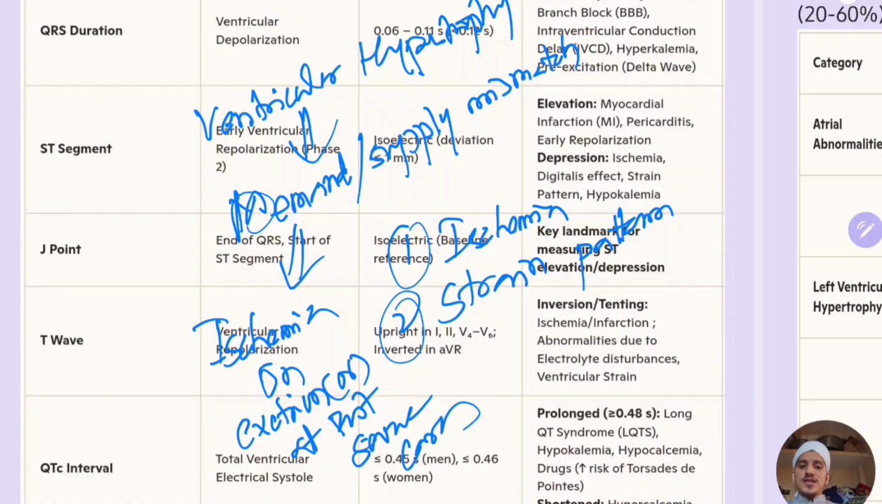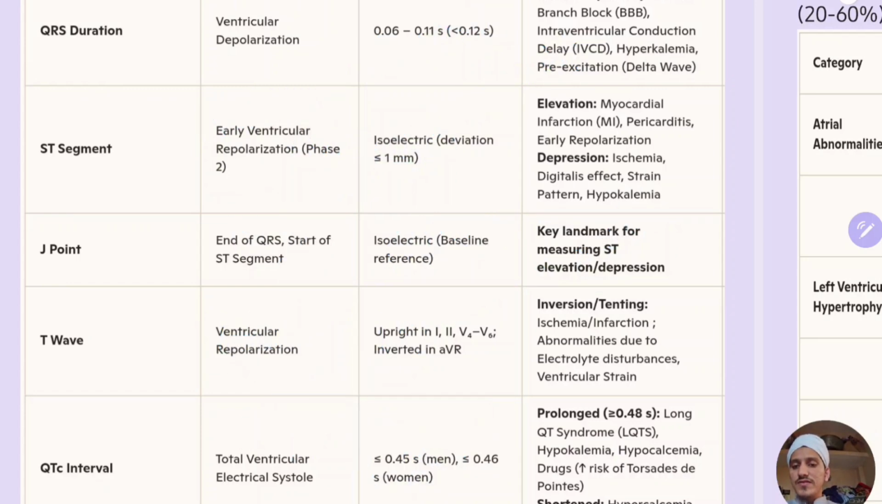Okay. So ischemia: ST segment depression is seen in this type, ischemia or sometimes infarction also. In non-ST segment elevation MI, you can see depression also, so infarction also can happen in this case. So number 1 is ischemia. Number 2 is strain pattern.